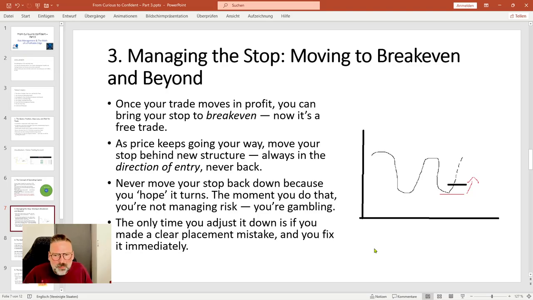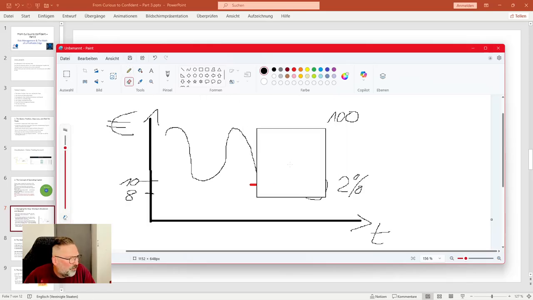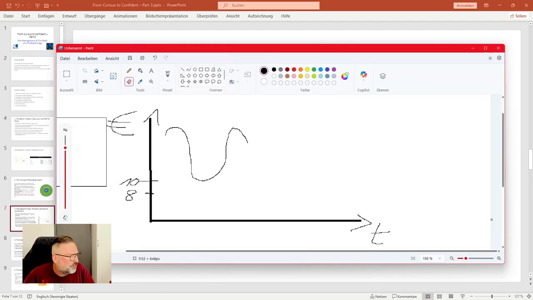So now stop loss management. Interesting topic. So let's wipe that out here again. How's that work? Let's say, yeah, you bought the DAX here. Put your stop loss here. And now it really goes up.